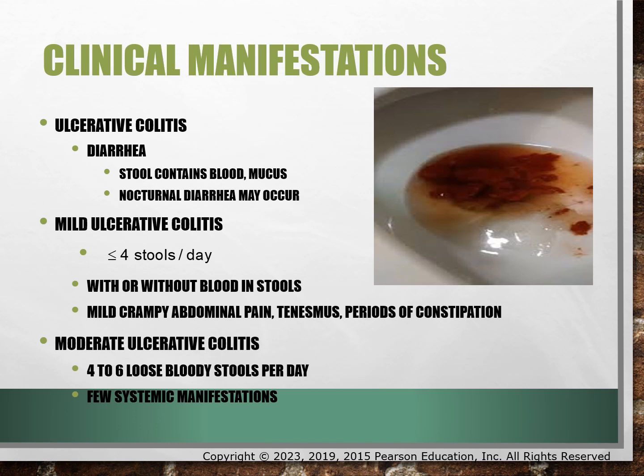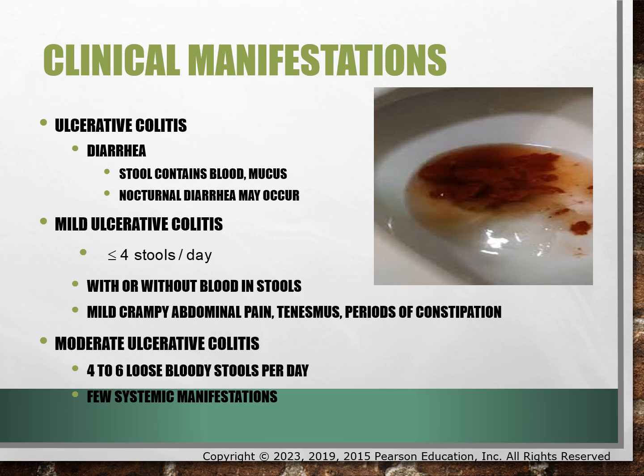Mild cramping, abdominal pain, tenesmus, a painful but ineffective urge to defecate, and periods of constipation are also common. But severe abdominal pain, profuse bleeding, fever, and weight loss are not part of the spectrum of the mild disease.